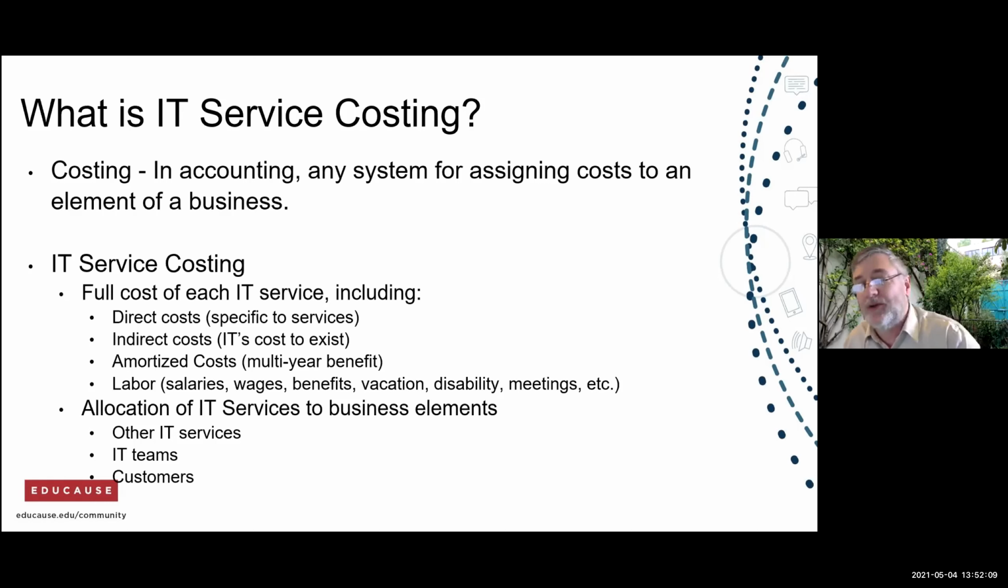So with IT service costing, we're attempting to calculate the full cost of each IT service, including direct costs related to delivering a service, such as licenses, subscriptions, or hardware; indirect costs that enable IT to exist, such as general development tools, office equipment for IT staff, or professional development; amortized costs, which are either direct or indirect costs that provide value over several years; and the big one, labor cost, including not only salaries and benefits, but also accounting for time that doesn't directly contribute to services, such as vacation, disability, staff meetings, etc. The full cost of an IT service also includes the costs of other IT services it and its IT service delivery team depend on. Ultimately, client-facing IT services and their costs are allocated to the customers who consume them.